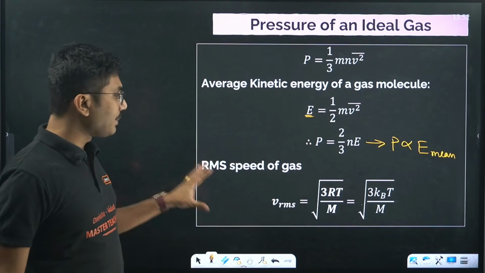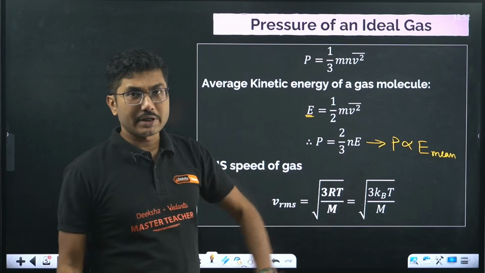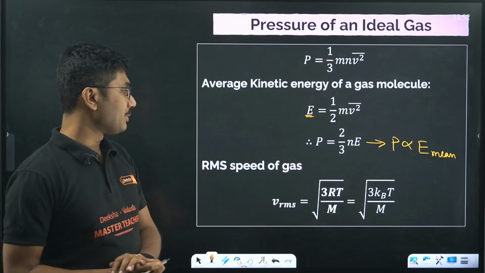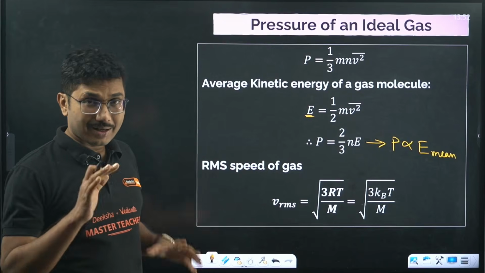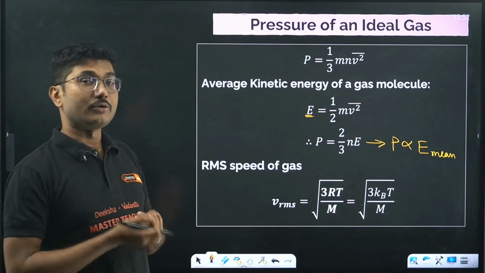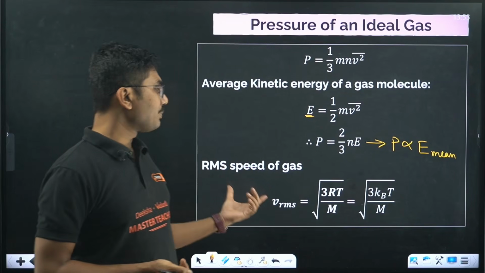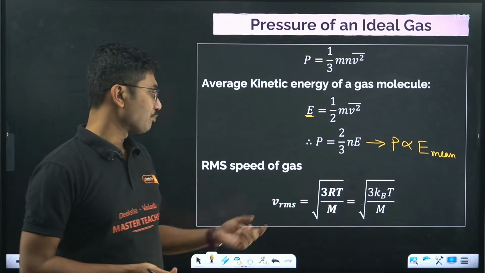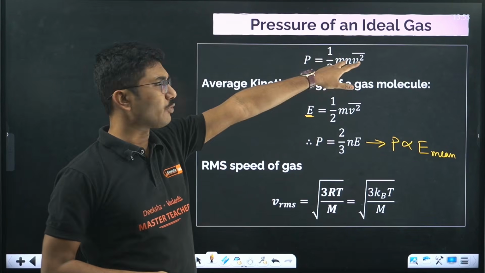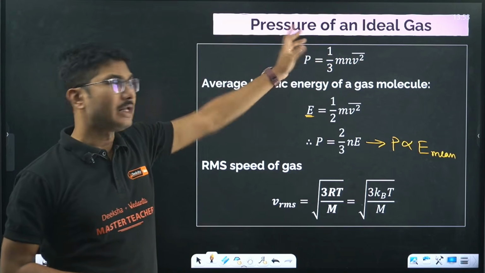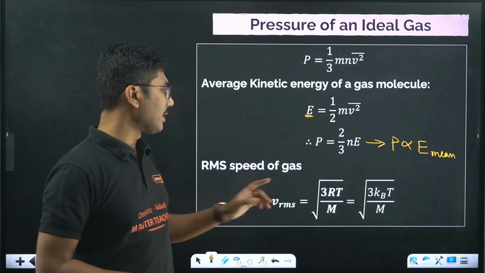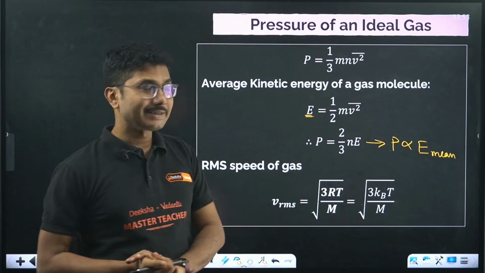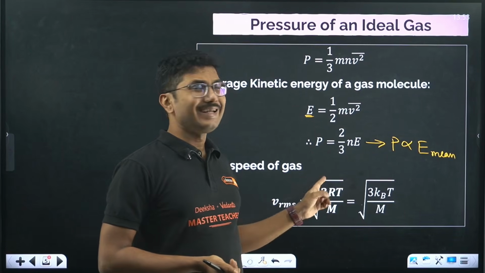Now the RMS speed of gas, this is a very important concept. The RMS speed of gas and the speed of sound in gas are related to each other. So the RMS speed of gas can be written as the square root of 3RT by M. This is the root mean square. If you take the square root of that, you will get the VRMS, which can be proven. That proof is obviously not going to come in your KCET exam.